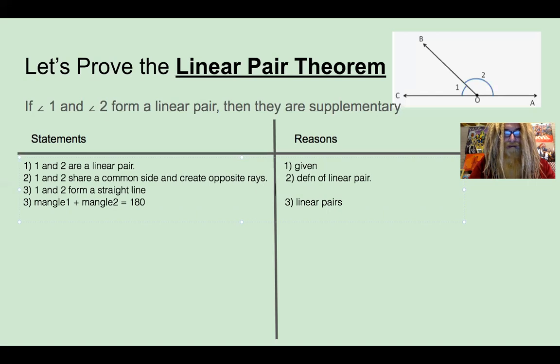So this is going to be 3. Definition of opposite rays. Angle 1 plus angle 2 is 180. A line is 180 degrees. Now, question. This should be 4, by the way. Sorry.